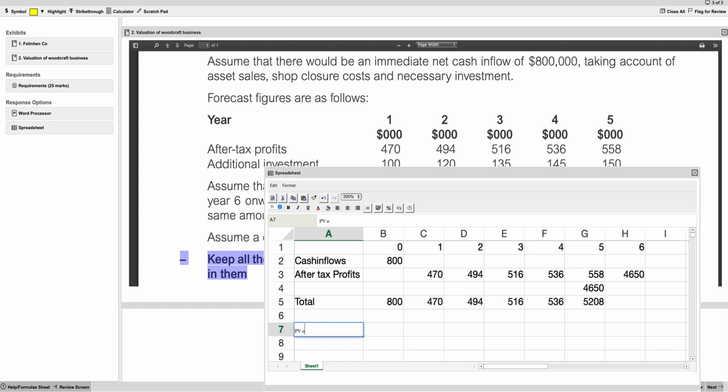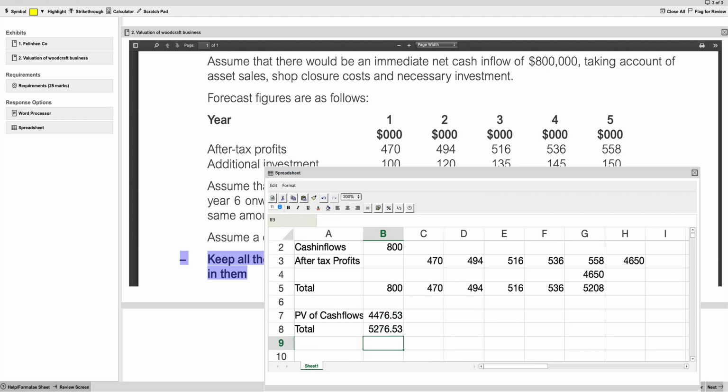So on the present value of these free cash flows, I use the NPV function, so equals NPV, open brackets, first of all put in the rate, 12%, comma, then put in the range. Remember, you never include year 0, so year 1 to year 5, close that off, and then your total valuation using free cash flows would be that plus the 800 to begin with. 5276.53, and you're done.